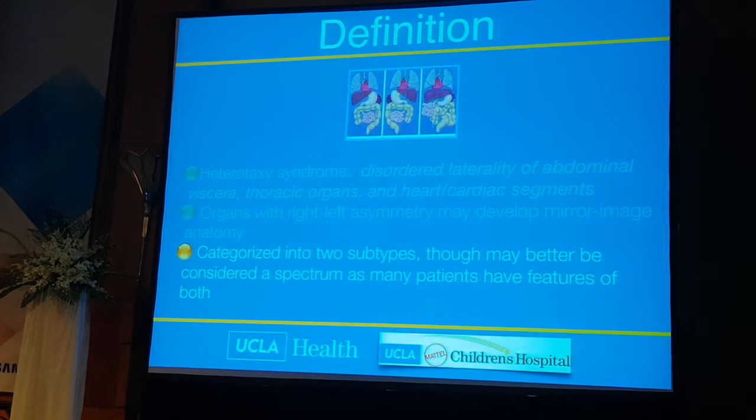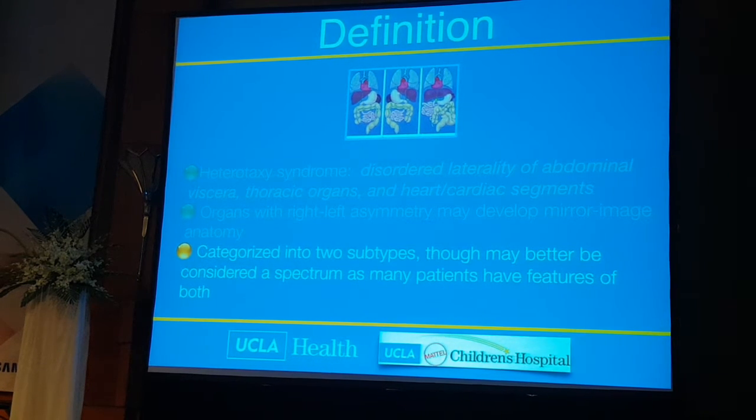When we talk in terms of subtypes of heterotaxy, like right atrial isomerism, or asplenia, or bilateral left-sidedness, or polysplenia, we try to put patients into one of two different categories. But I honestly think that we should consider heterotaxy as a spectrum of disease, because many patients have features of one or the other. They're not completely asplenia or polysplenia. They're somewhere in the middle.